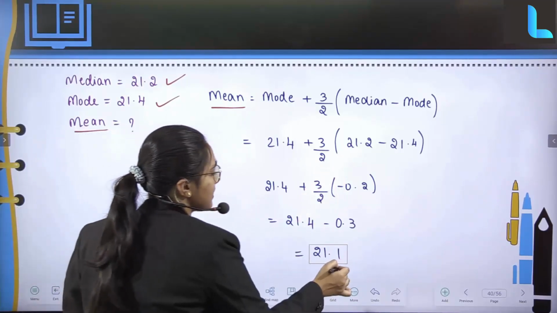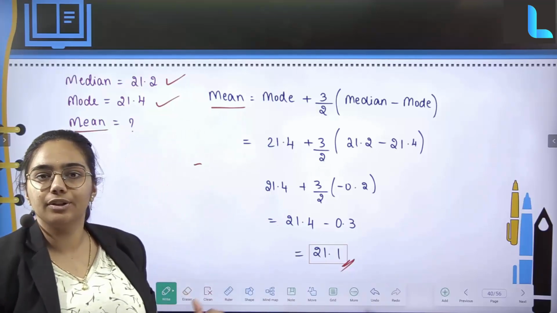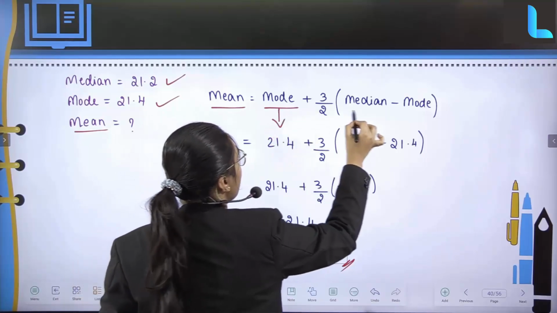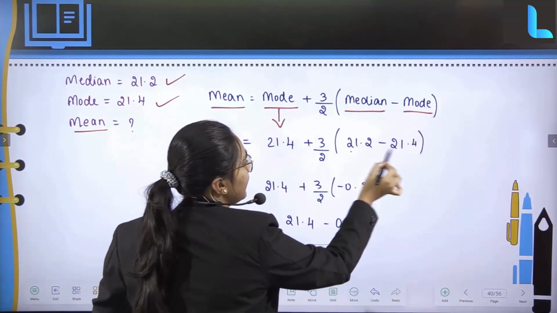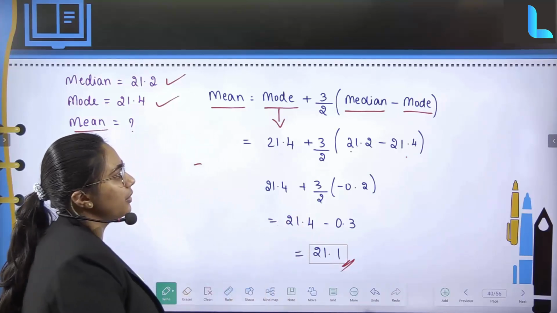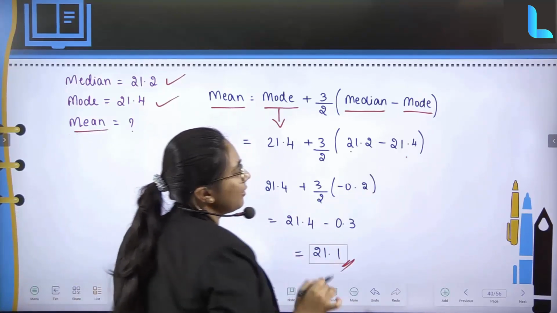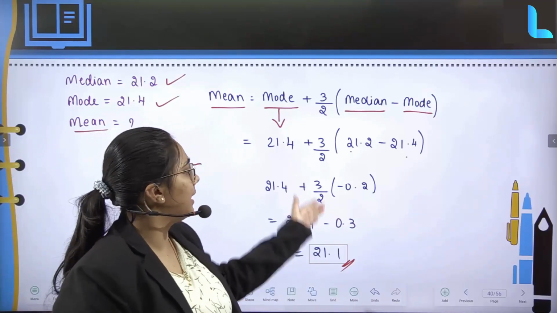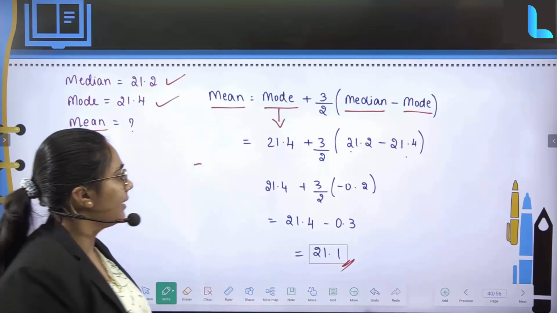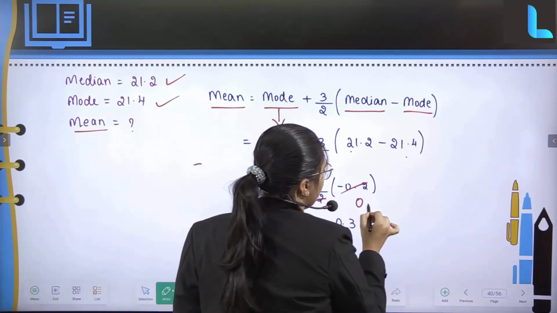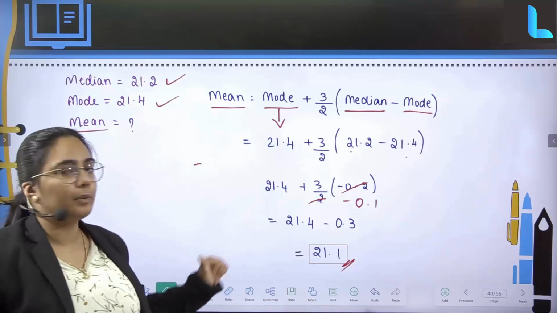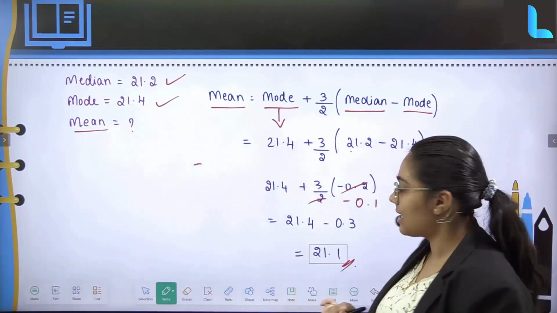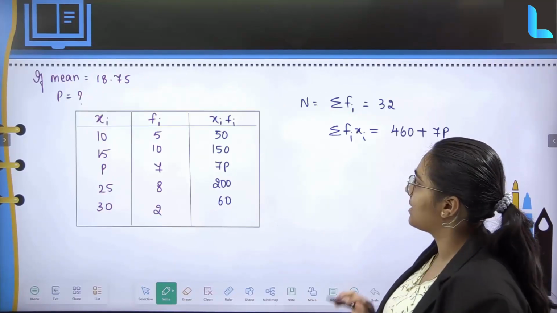Finally you will get the same answer, which in this question is going to be 21.1. Just apply it: the modal value has been given, and for median minus mode you already have both the values. When you deduct, it is 21.1 minus 21.4, so minus 0.2 is the difference. Then 3 upon 2, I'll continue with it. Minus 0.1 into 3 is minus 0.3. Basically, you'll get the final answer as 21.1.